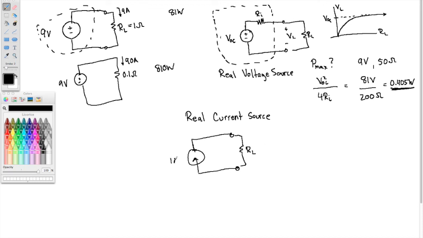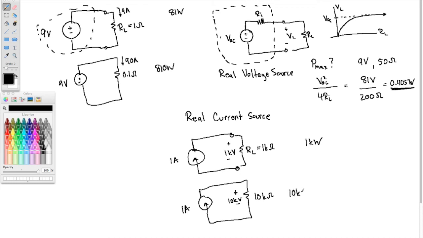For example, if I had a 1 amp source and I made this 1 kilo ohm, the voltage across would be 1 kilovolts and the power would be 1 amp times 1 kilovolts, which is 1 kilowatt of power. So if I wanted more power, I just increase RL. For example, maybe make it 10 kiloohms. Now the voltage across is 10 kilovolts, and the power absorbed is 10 kilowatts. So we know that with a current source, you can't just draw as much power as you want. So this is not a good model for a real current source.